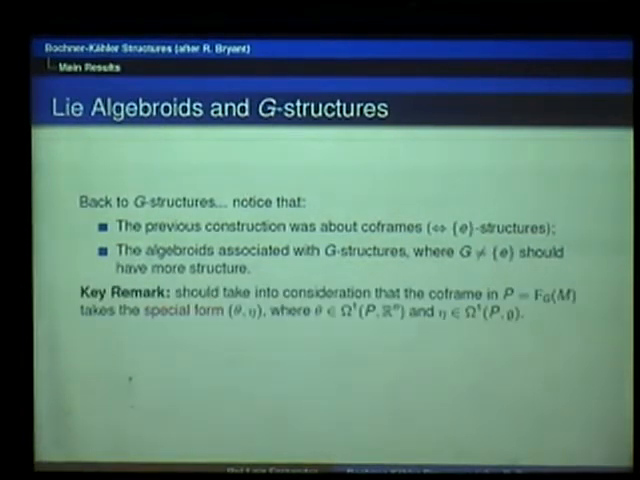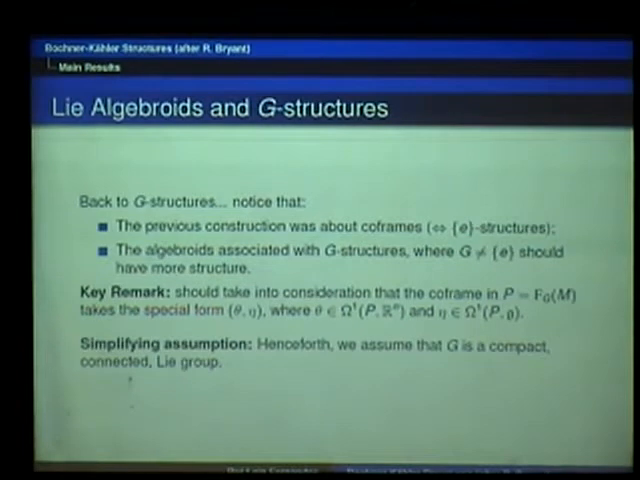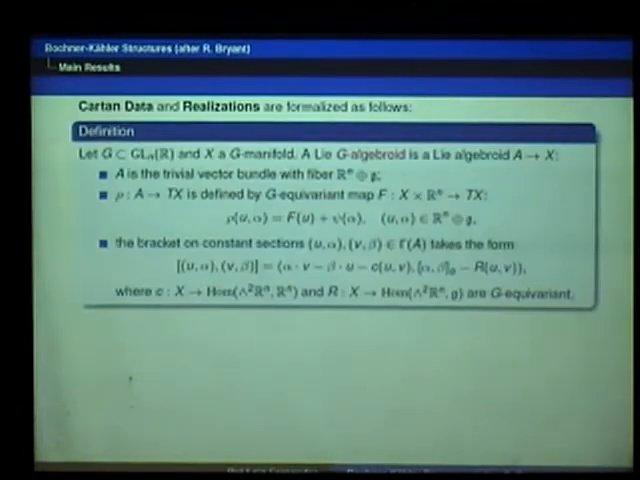And so really the thing that you have to keep in mind is that this coframe has this special form that I just told you. It's made out of a connection one form and this tautological one form. Now, from now on, just to tell you true statements, I will assume G compact. But that's not really very important. So, back to our Cartan data.